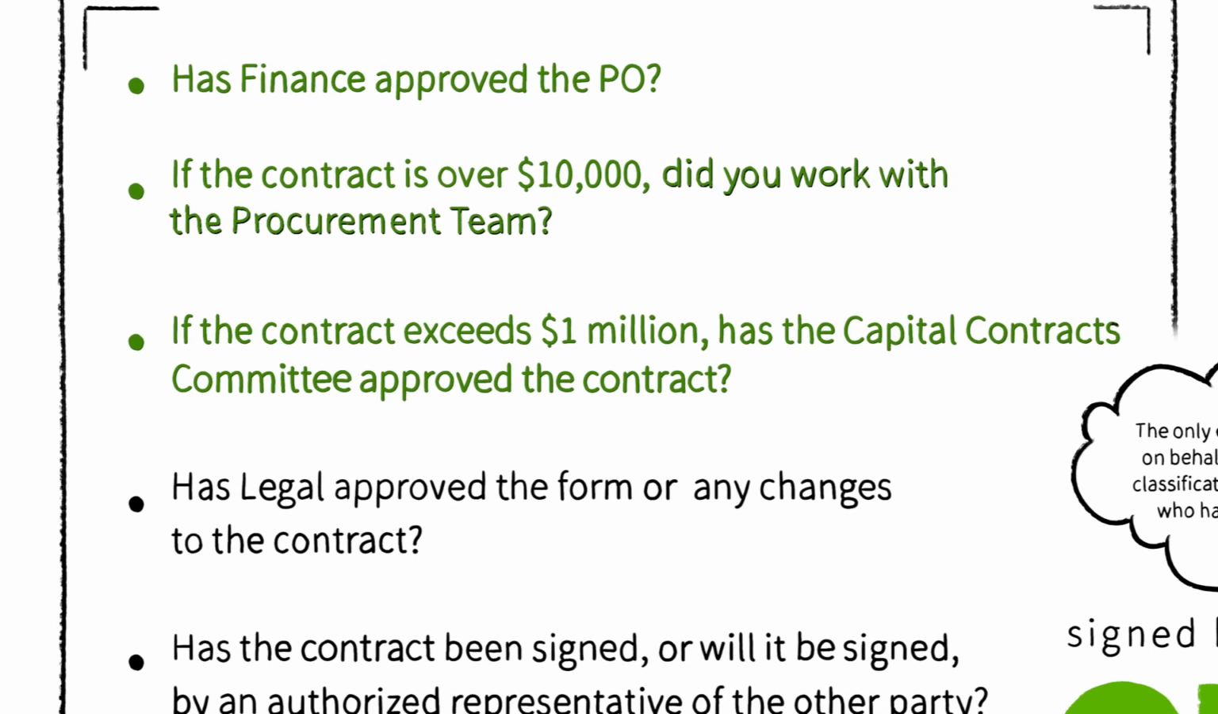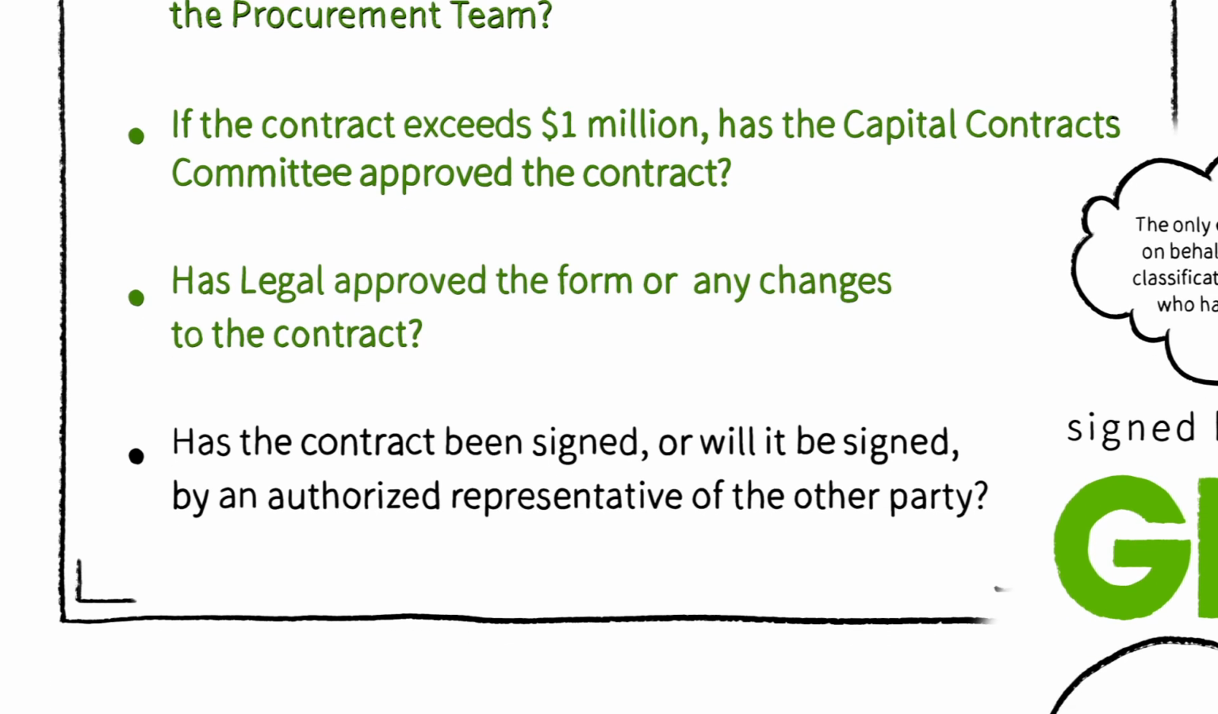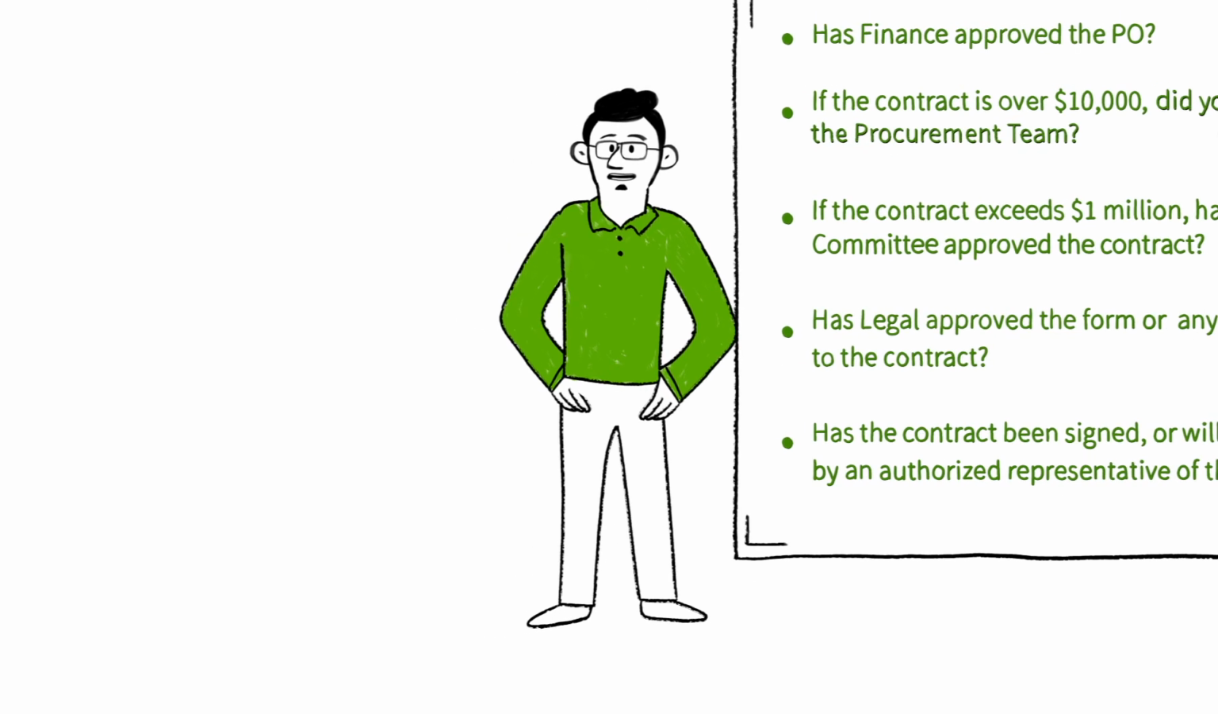If the contract exceeds $1 million, has the Capital Contracts Committee approved the contract? Has legal approved the form or any changes to the contract? Has the contract been signed, or will it be signed, by an authorized representative of the other party? Pretty simple, right? Did you miss something?